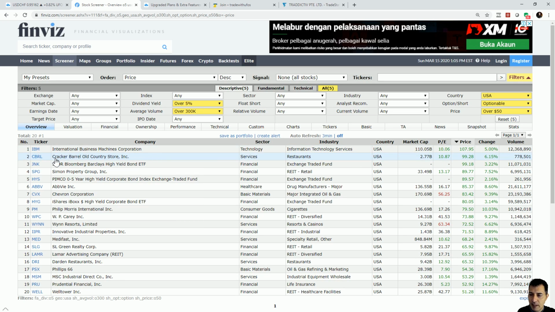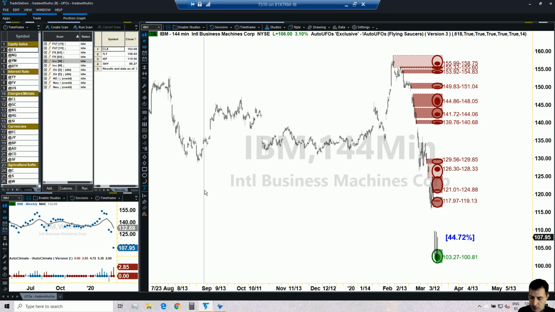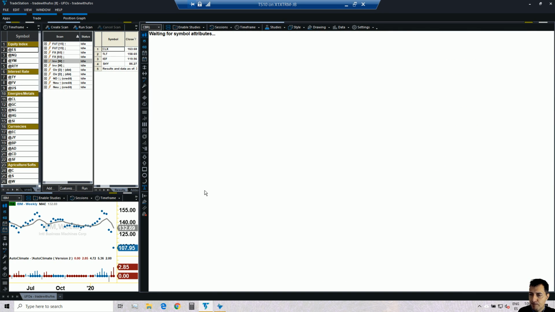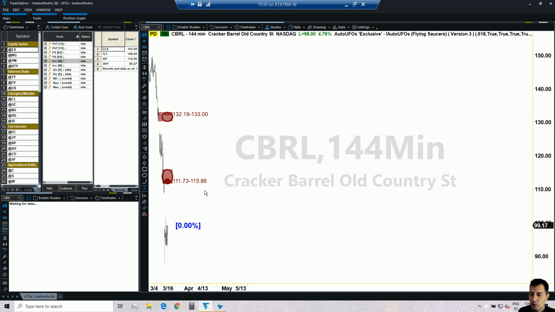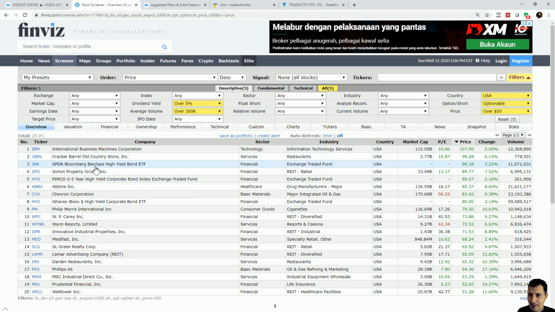The next one would be Cracker Barrel, CBRL. I'm not sure about the liquidity for options on that stock. We'll see that later, but let's first work on the technicals. On the weekly time frame, I got two dots of red, and in the monthly time frame I also have multiple dots of red. So not the best stock to invest in. Then we got an ETF, so I'm going to pass on this one.